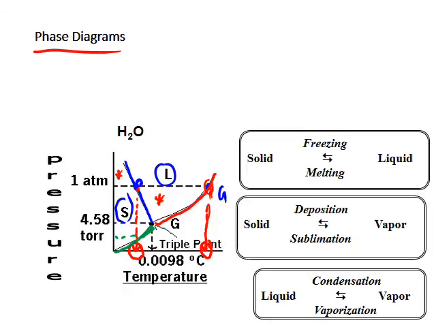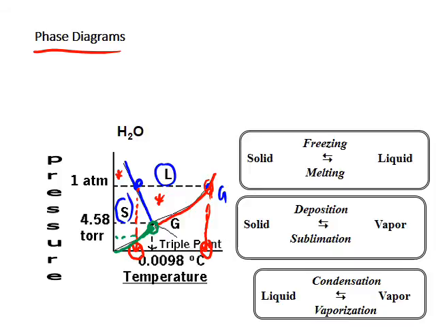All these three curves intersect here. It's called the triple point. Solid, liquid, and gas. All these phases are in equilibrium. So keep that in mind. And so that's basically the phase diagram.